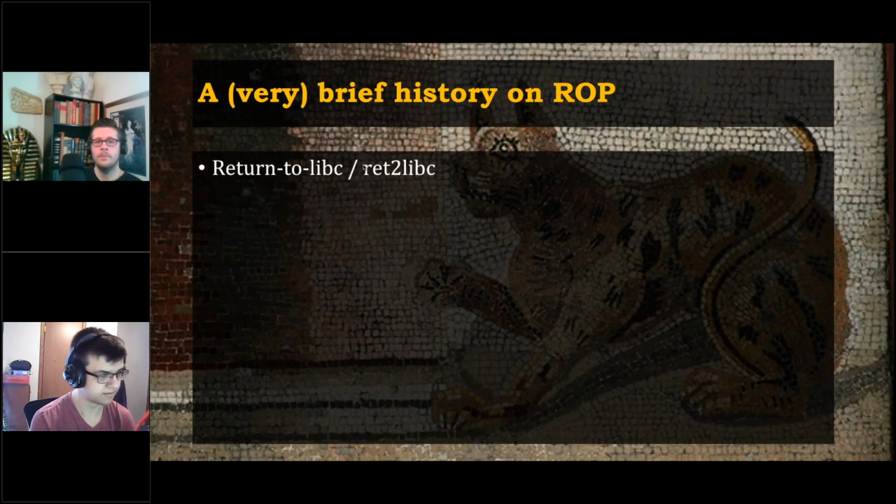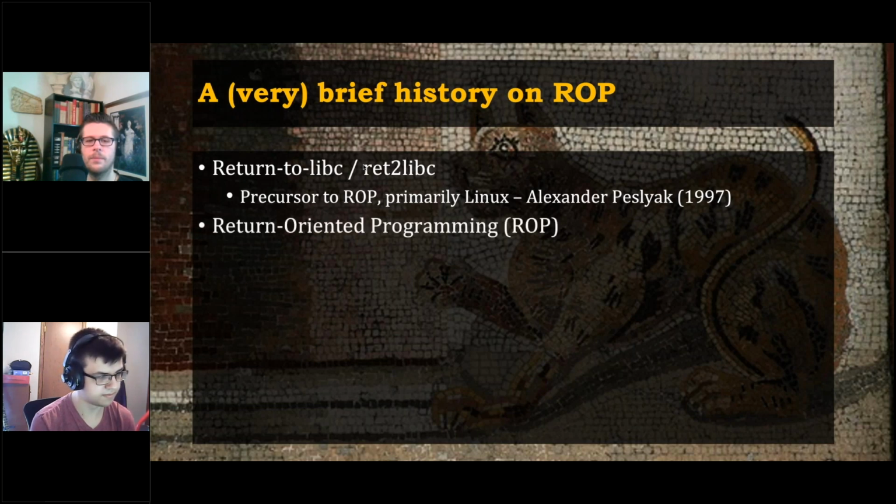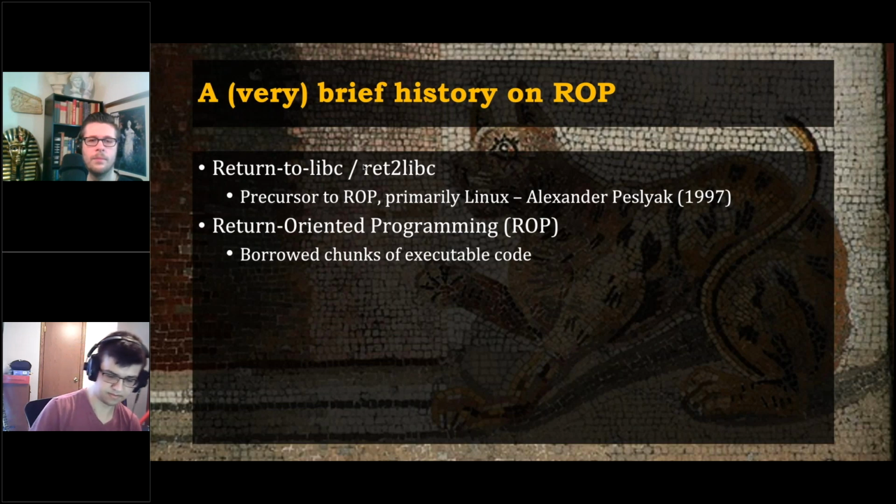A very brief history on ROP. If you look at the literature, a lot of the research points to ret-to-libc, return to libc, as a precursor to ROP, return-oriented programming, primarily a Linux thing, and there's one of the leading authors if you want to dig into that background a little bit more. As you see this back and forth between the ability to exploit programs and mitigations, DEP, data execution prevention, was one of the primary ones. We have these basic buffer overflows where we corrupt the stack to pivot EIP to execute code on the stack. Well, DEP makes the stack non-executable. So how do we now exploit the program?